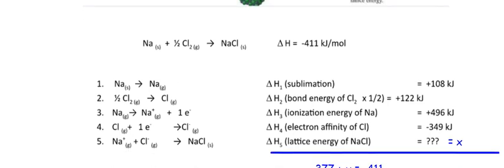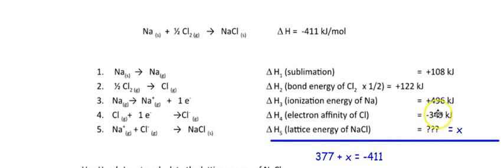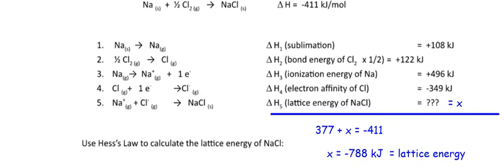Hopefully you got it. It's 377. So 377 plus my lattice energy is equal to what? Negative 411. All right, that's using Hess's law, right? So when we're done, we could figure out that the lattice energy is negative 788. Now, I just want to remind you what we can do with Hess's law.